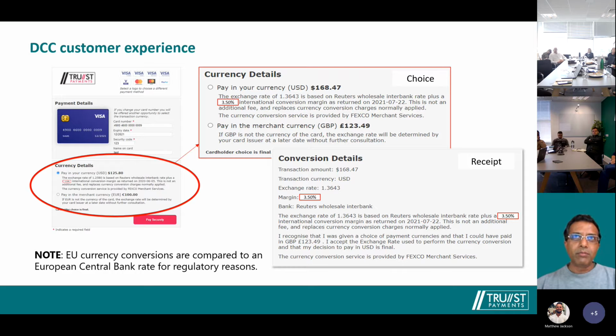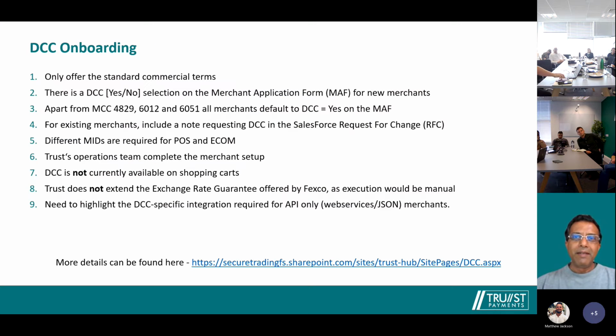Okay, so that's broadly what's in it for us, why the customer would choose to do it, and what's in it for the merchant. Onboarding itself is pretty simple, right? If it's a new merchant, especially a Tru SME new merchant, they literally just pick it on the merchant application form. There's a yes or no for DCC, just a drop down. If it's an existing merchant, you can put in a request for change, just say, please add DCC, and the operations team will take care of it.